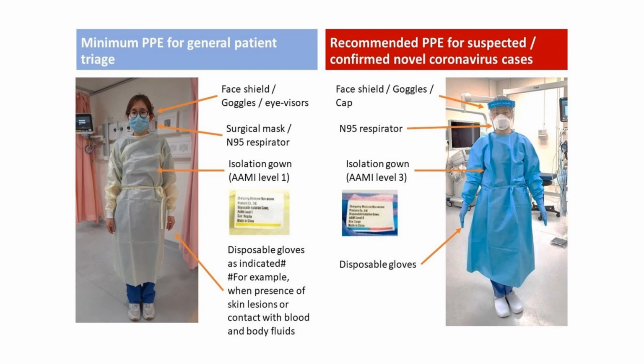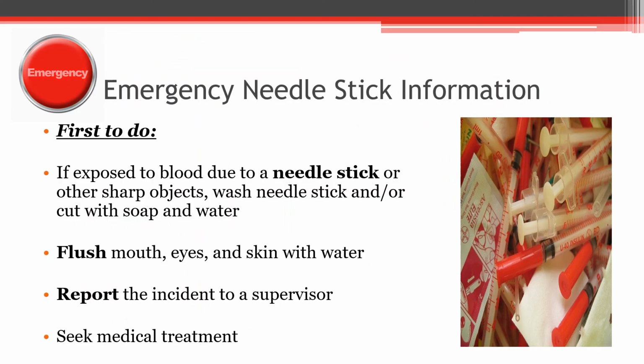Recommended PPE for suspected or confirmed novel coronavirus cases: face shield, goggles, cap, N95 respirator, isolation gown, ALMI Level 3, disposable gloves. Emergency needle stick information.